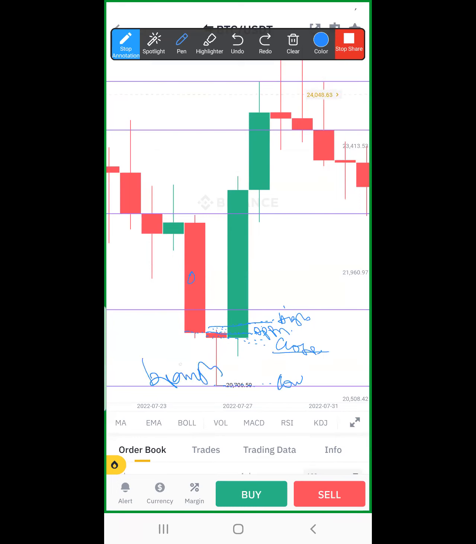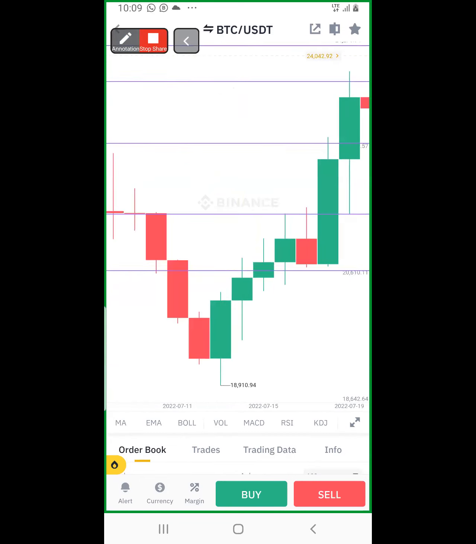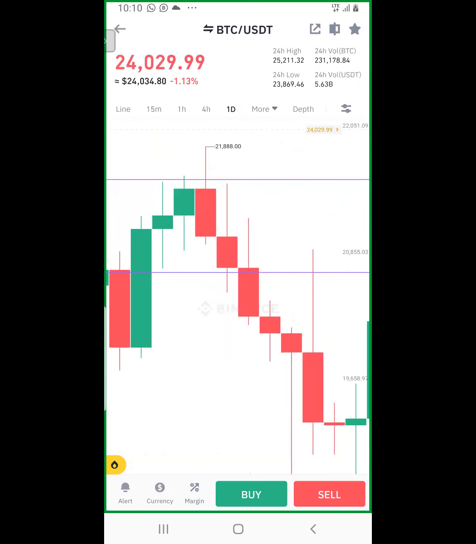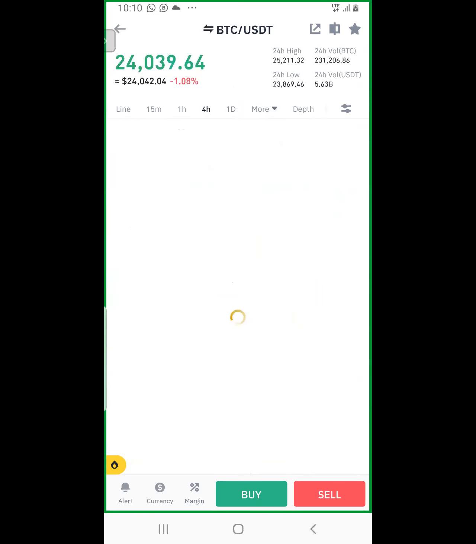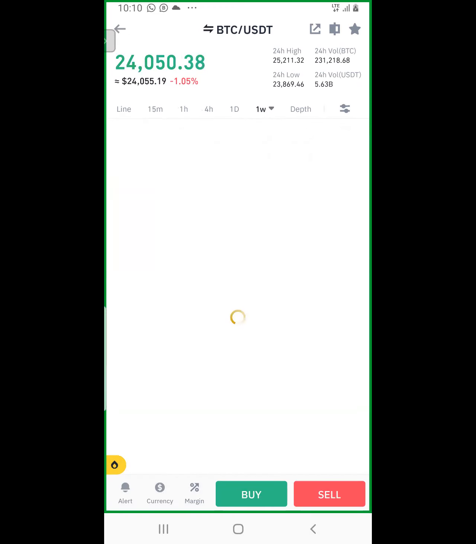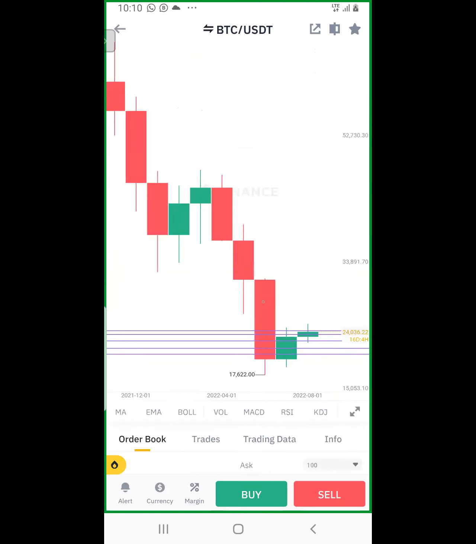So as an assignment, ladies and gentlemen, you go to your charts, okay? You go to your charts and then you identify different time frames. You can go and have a look at the four hours, okay? And then you see what's happening in the 4 hours. You see the 1 hour. You can even have a look at 1 month and you see what's happening. Okay, 1 week, you see what's happening. Like this is a chart for 1 week.